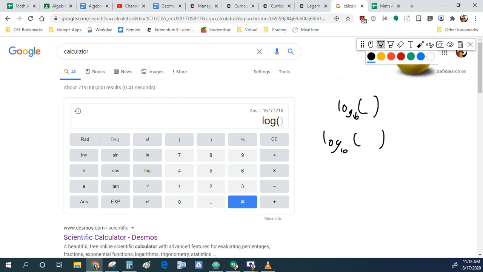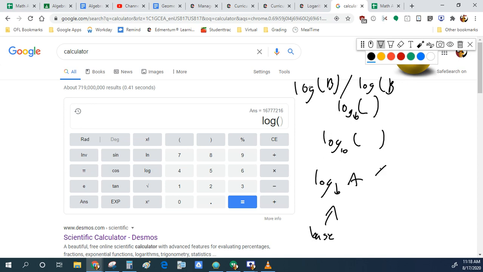Now, the problem is this calculator doesn't let us put it. So what we have to do here is we're going to have to do log of our big number first divided by log of the base. And let me kind of bring this out. So this is known as our base, and this right here is known as what's called our argument.